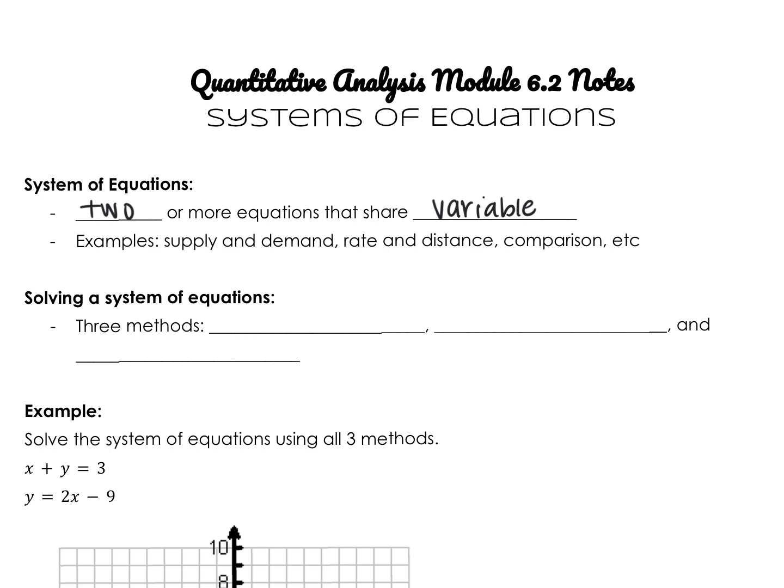So a couple things that kind of make up a system of equations: supply and demand, rate and distance, comparison. So there's a lot of different ways where you can set up two equations for a situation to solve. So just to review, there are three methods to solving a system of equations. We can solve by graphing, and then there are two algebraic methods: substitution and elimination. So I'm just going to review each of these methods through an example.